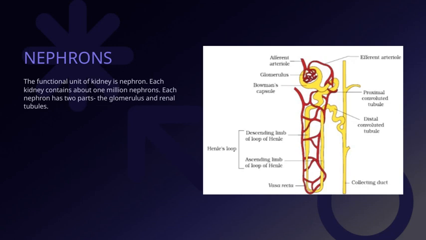Each kidney contains about 1 million nephrons, which highlights just how complex and efficient our kidneys are. Now, every nephron is made up of two main parts, the glomerulus and the renal tubules. The glomerulus acts as the filtering unit, where blood is filtered to begin the process of urine formation. The renal tubules then carry this filtered fluid, reabsorbing what the body needs and secreting waste products. Together, these parts work seamlessly to maintain our body's fluid balance, electrolyte levels, and waste removal, all essential for overall health. Understanding the nephron really helps us see how vital the kidney's role is in maintaining homeostasis.